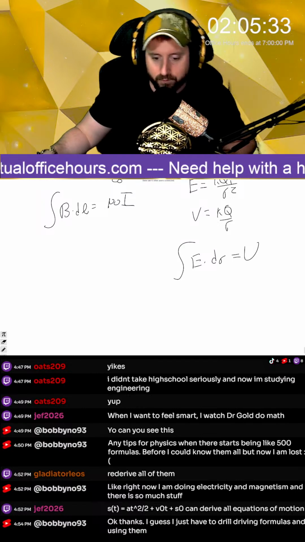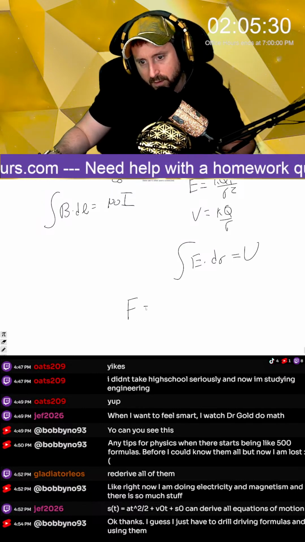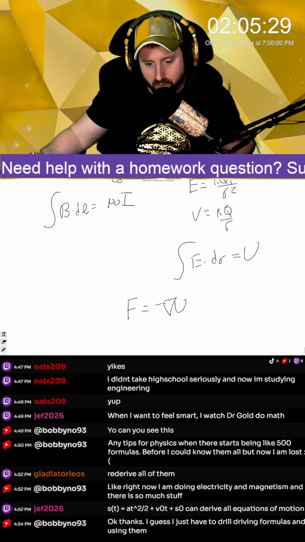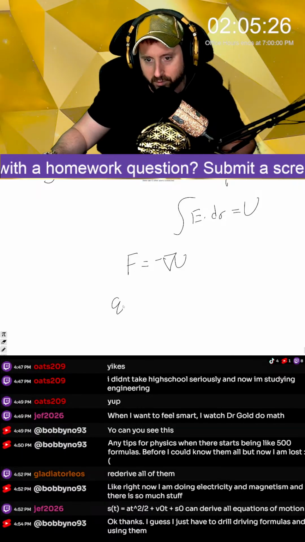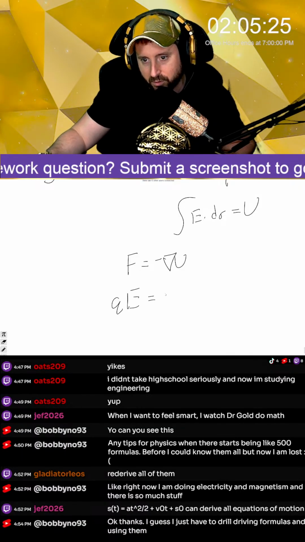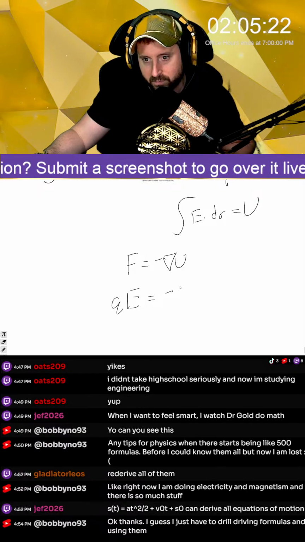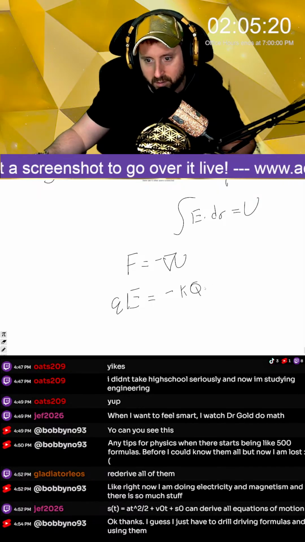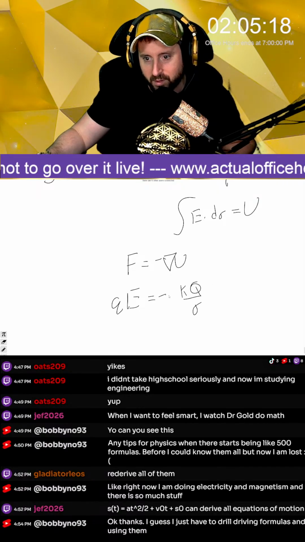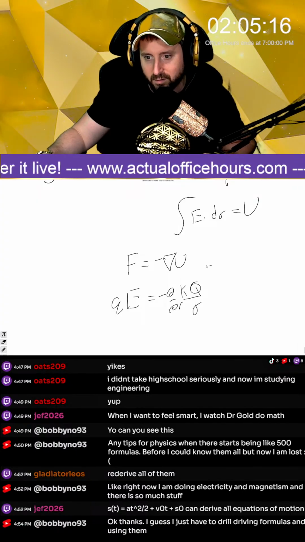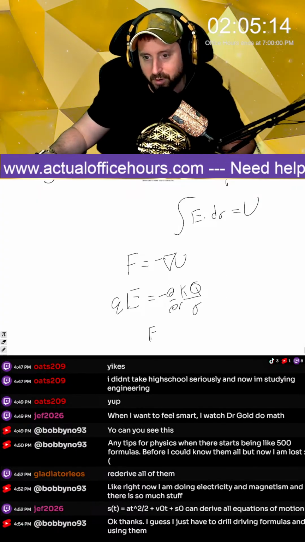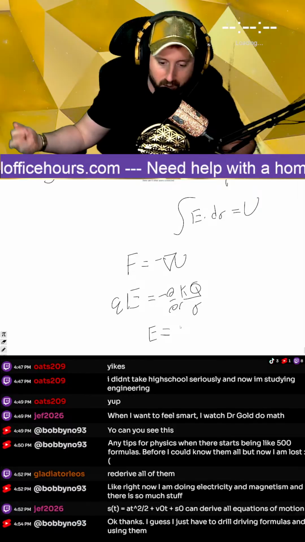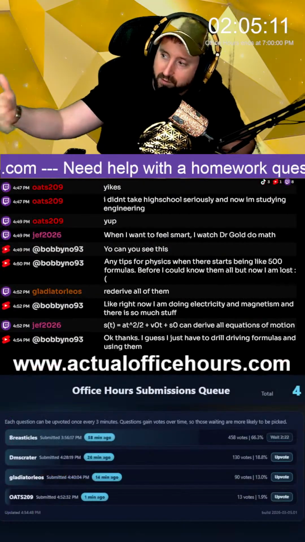And then this also comes from F is equal to negative grad U. And like electric force is QE. And that's equal to negative KQ over R. So then this is like d/dr. And this is how you can also derive that, right? E is equal to KQ over R squared. It's cool. Like, everything's self-consistent.